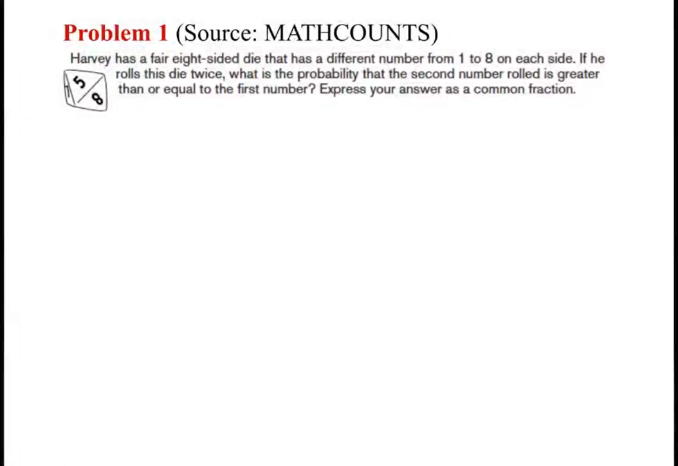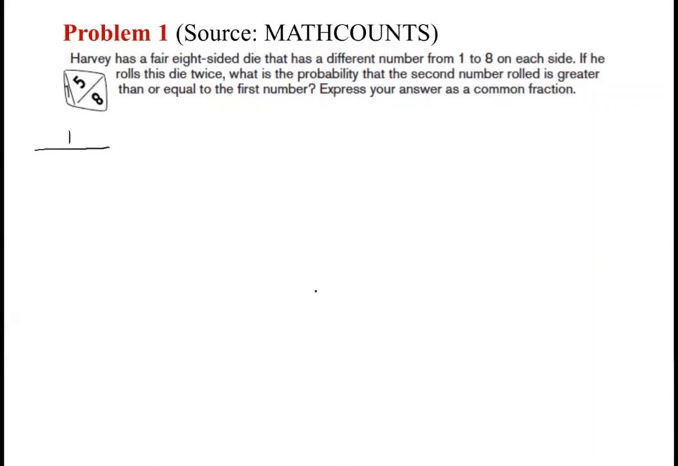So we know that Harvey has a fair 8-sided die, and we just want to find the probability that the second number is greater than or equal to the first number. Okay, we might as well just write out all the possibilities.